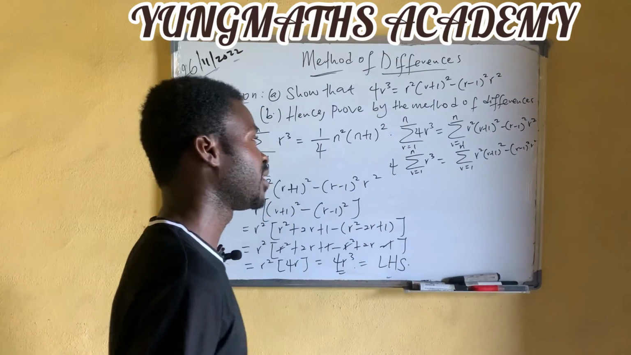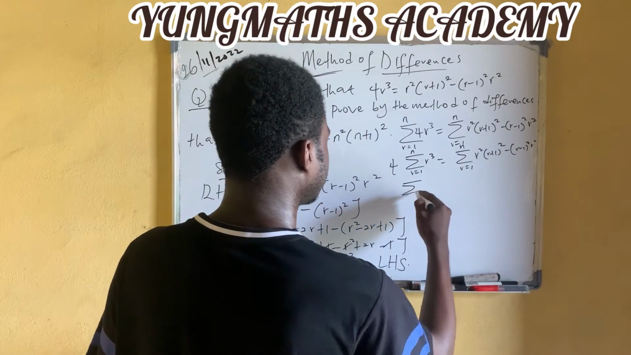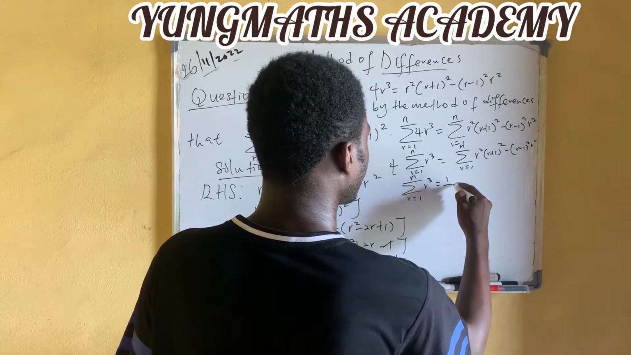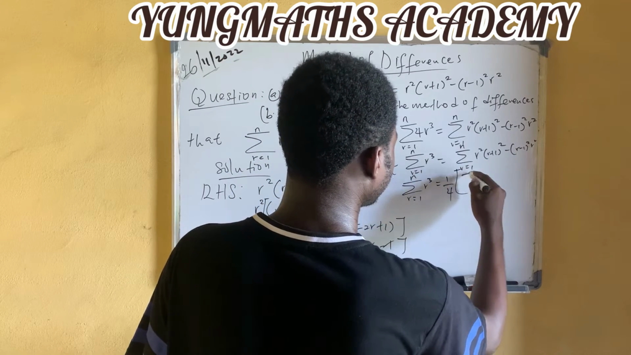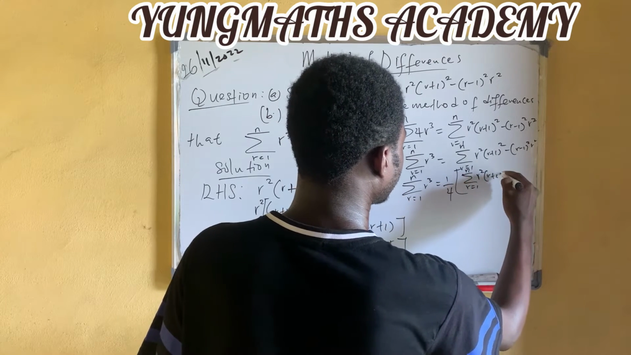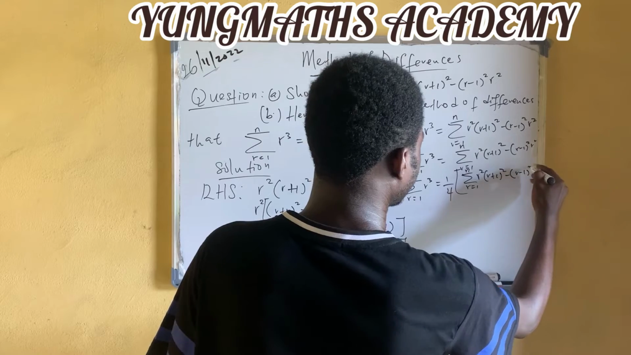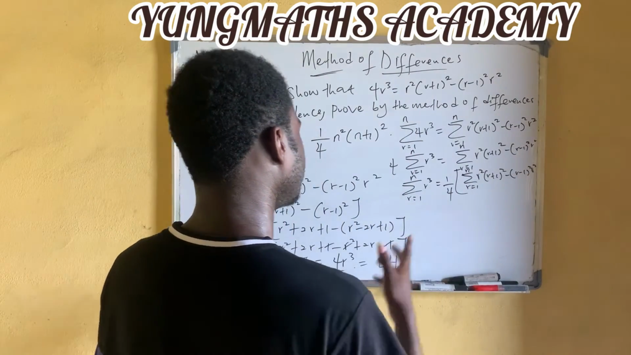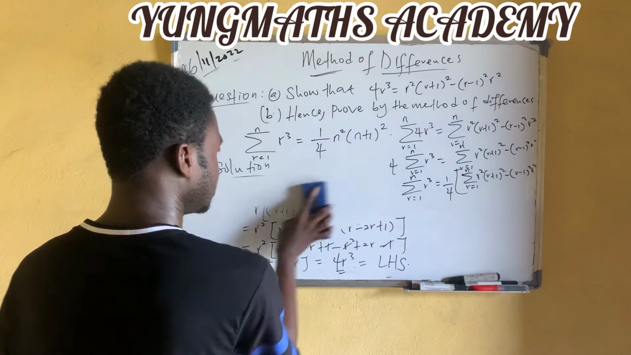If I divide both sides by 4, so that I have the real thing, the sum from 1 to n of r cubed is equal to 1 over 4 into all of this summation, r from 1 to n, of r squared (r plus 1) squared minus (r minus 1) squared r squared. Okay, good. Now what we are going to do is a simple thing.